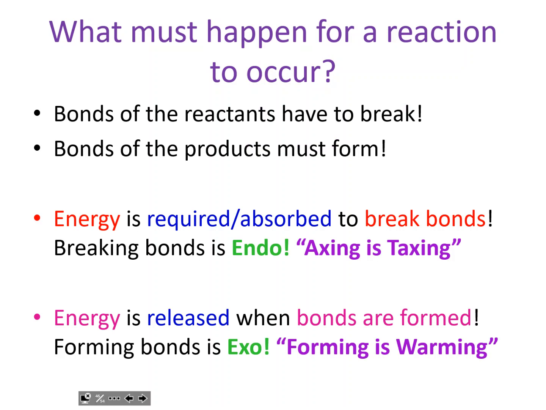Energy is required to absorb and break the bonds. We say axing is taxing. And energy is released when the bonds are formed. Forming is warming. That means exothermic.